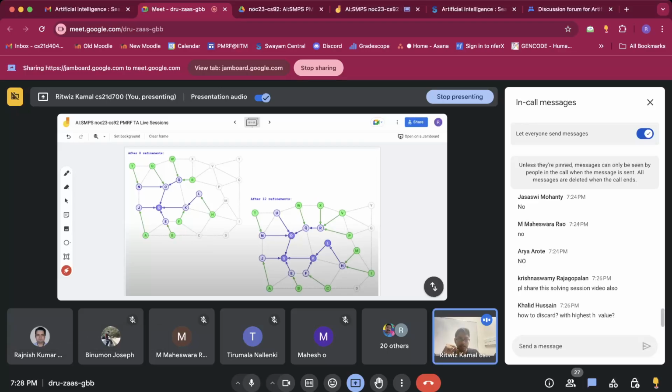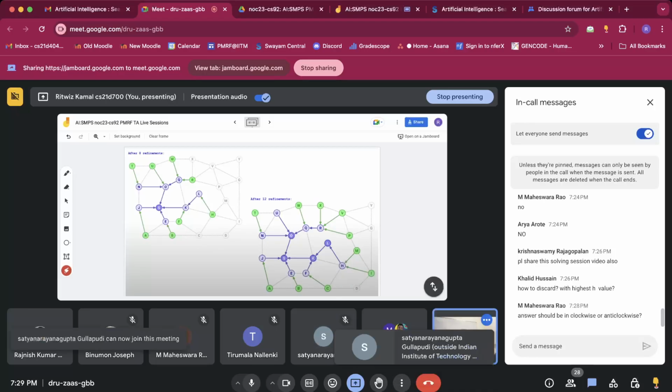Okay, so Khalid asks how to discard with highest H value. No, Khalid, you can keep track of the element that was added, the timestamp at which it was added to the closed list, right? And then you can remove the one if you are falling short of space in the kernel. You can remove the oldest added node in the kernel and make space for a newly added element to your kernel.